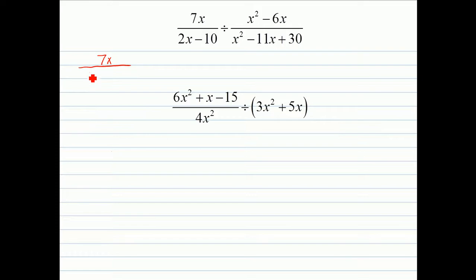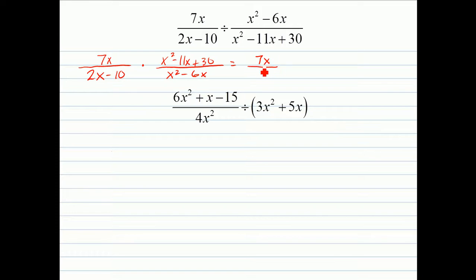over 2x minus 10 times x squared minus 11x plus 30 over x squared minus 6x. Now, I don't like doing more than one step at a time, so I'm going to do that, and now I'm going to factor it. If I factor it now, I should be able to do what needs to be done.